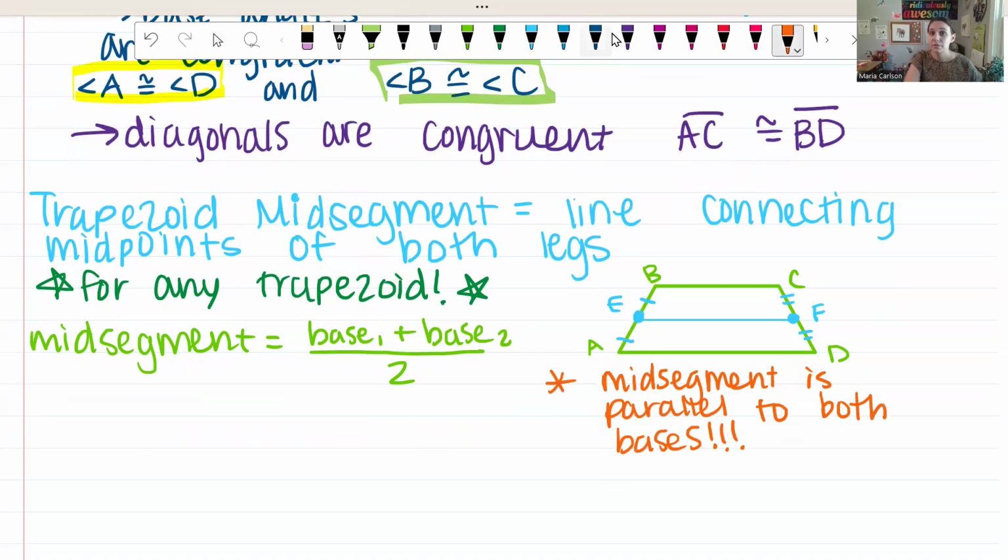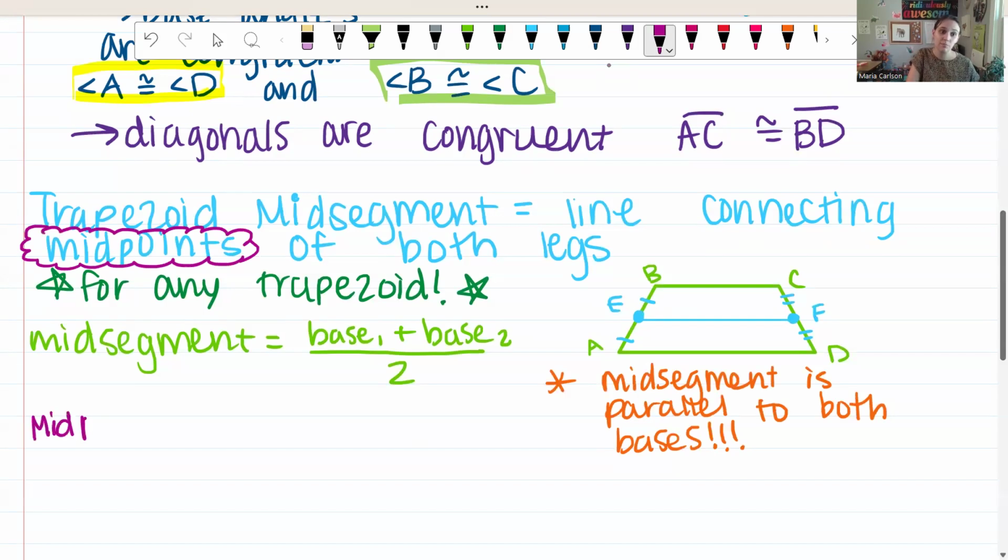So that's your mid-segment. And notice that this is the line connecting the midpoints. Just in case you need a refresher from Algebra 1, I know it's been a minute since we've talked about midpoints.